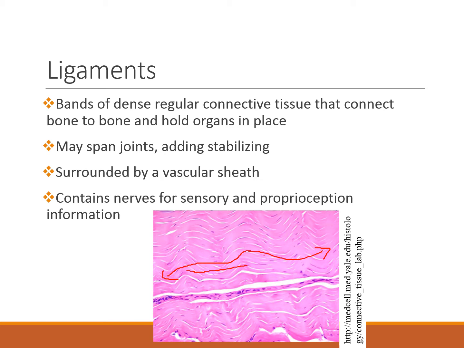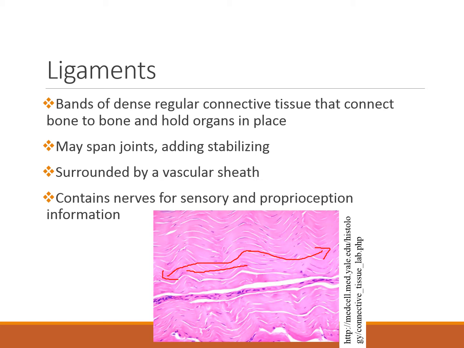It can take months. They do, however, have a vascular sheath, a covering that houses blood vessels, so nutrients can diffuse out of those blood vessels into the tissue. Ligaments are innervated, that is, they have nerve fibers for sensory and proprioception information. Proprioception, by the way, is the body's awareness of where its parts are in space.